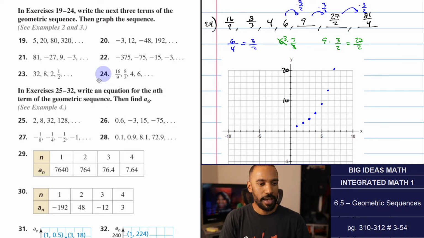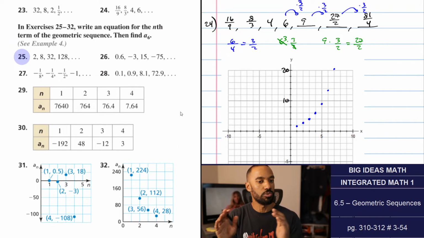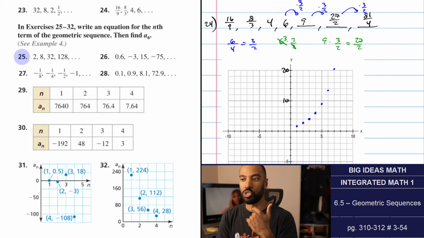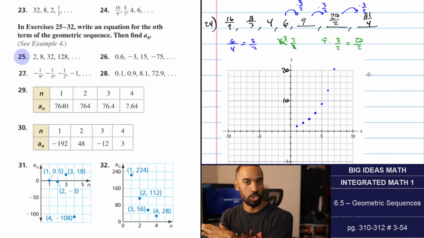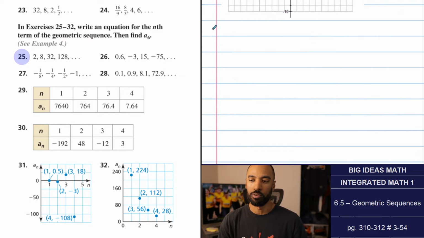All right, numbers 25 to 32. We're going to write an equation and then find a sub 6. Now, I'm noticing that a sub 6 would be just two terms away from here. Probably faster to recursively do like what we did here. Multiply just over twice more to get there. But because we'll have the rule, I'd like to use that rule for these next ones.